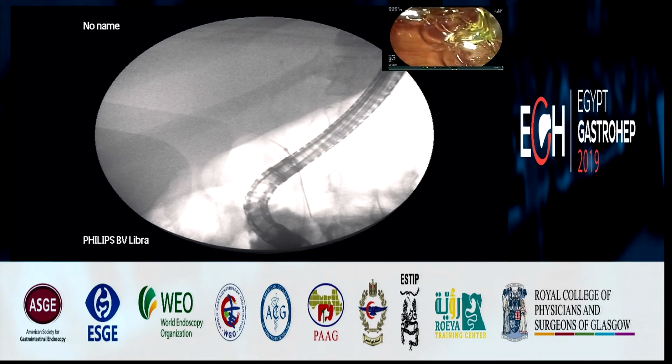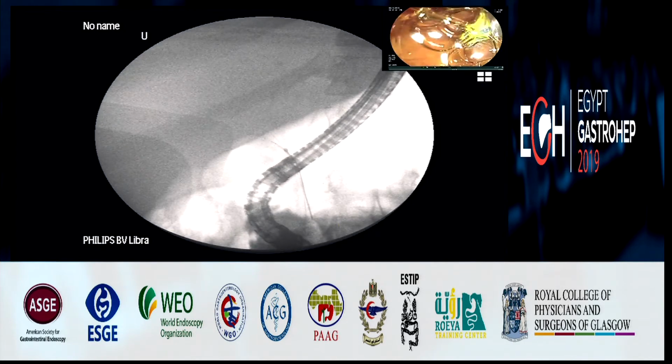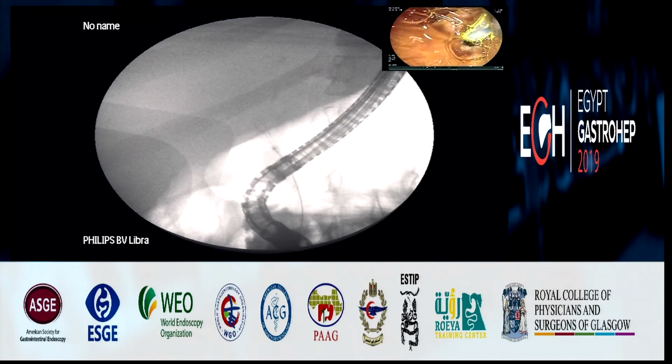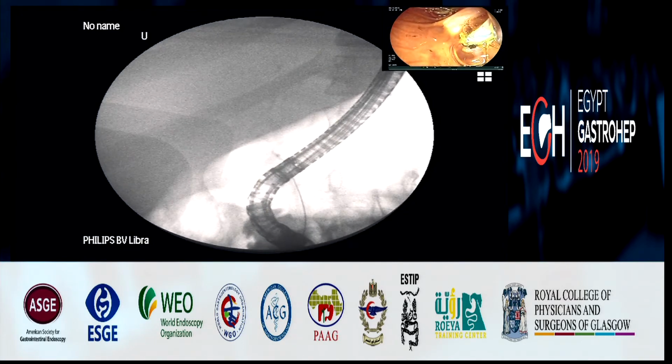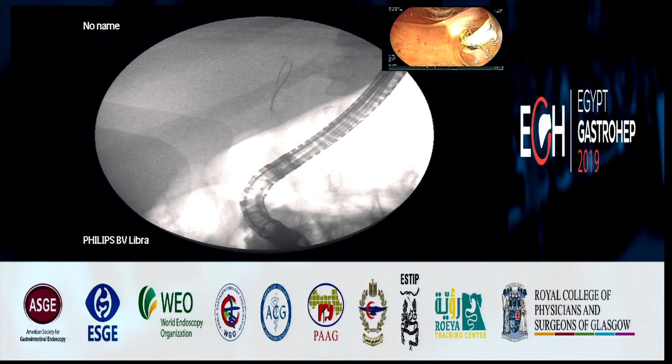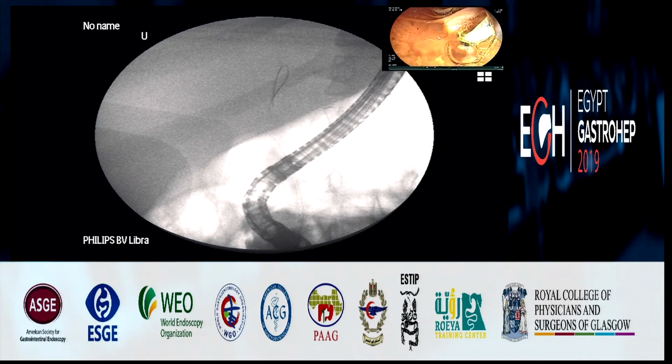You can come back with the guide wire. Come back, maybe even into the cystic duct. I'll come a bit further down. Fluoro? Yeah, there you are. Okay, you can go up there. So we'll do the exchange.